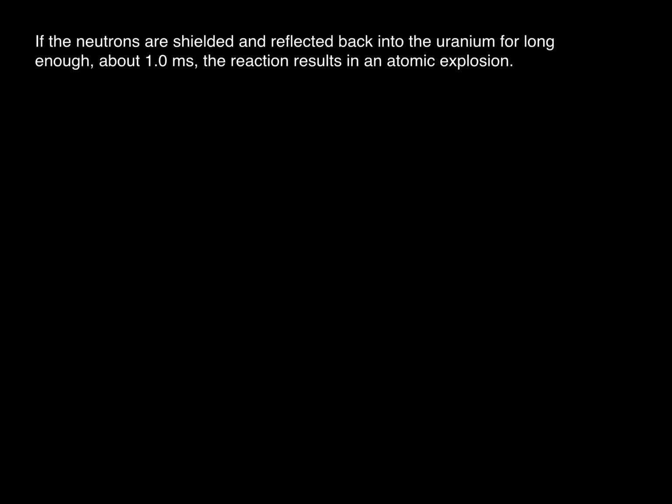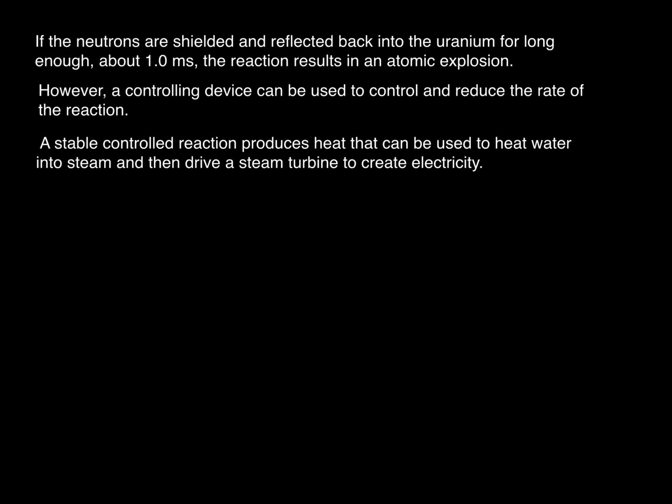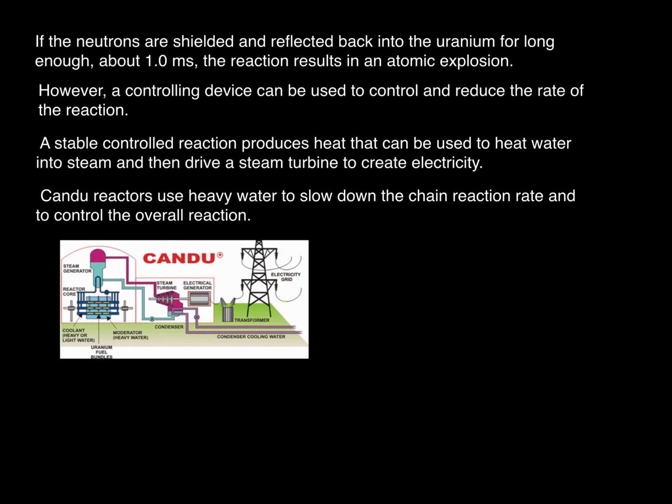If the neutrons are shielded and reflected back into the uranium for long enough, about 1 millisecond, the reaction results in an atomic explosion. However, a controlling device can be used to control and reduce the rate of the reaction. A stable, controlled reaction produces heat that can be used to heat water into steam and then drive a steam turbine to create electricity. CANDU reactors are the type of reactor we use in Canada. They use heavy water to slow down the chain reaction and control the overall reaction.